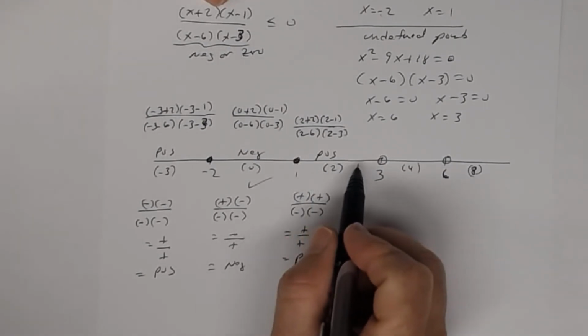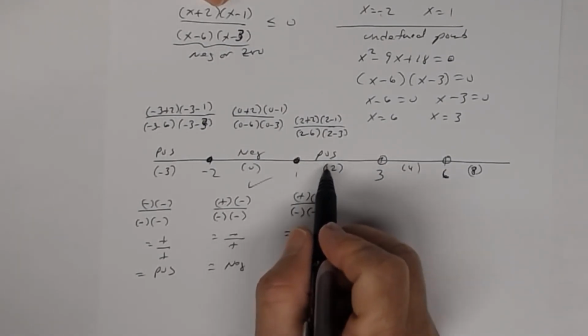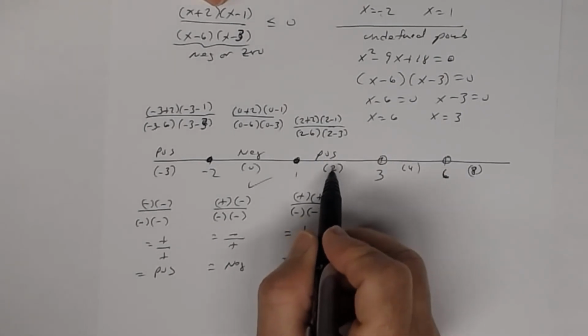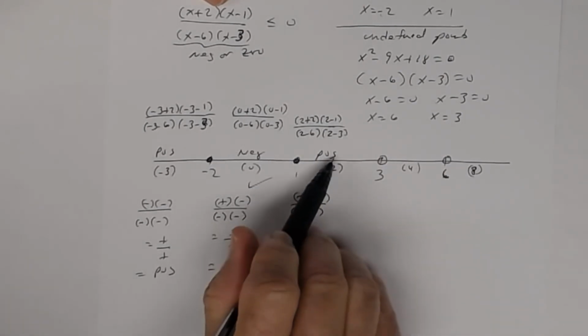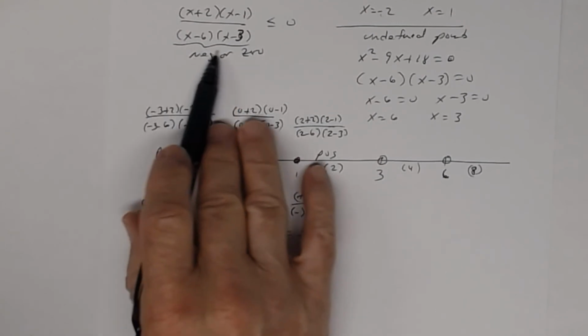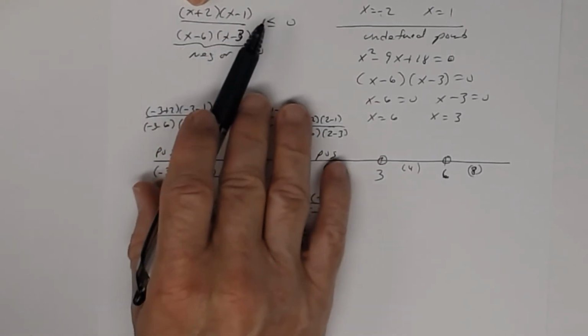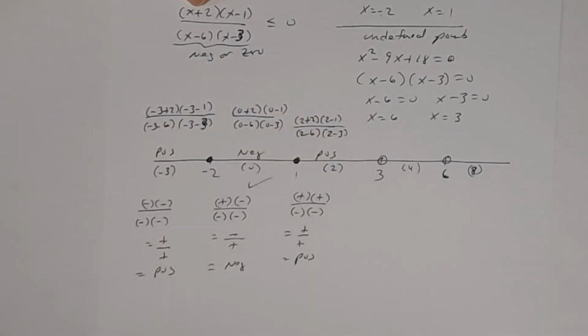So that's not good. So the real numbers between 1 and 3 are not going to be solutions, because any real number I choose is going to make this expression positive, but I want it to be negative or 0.